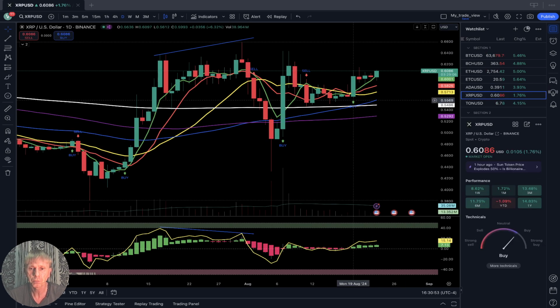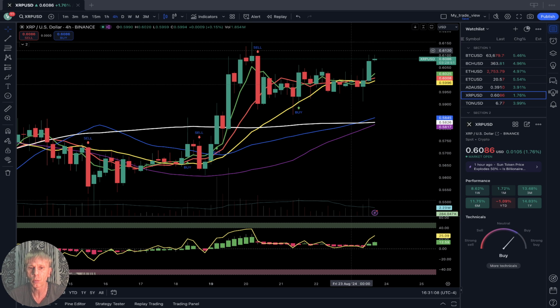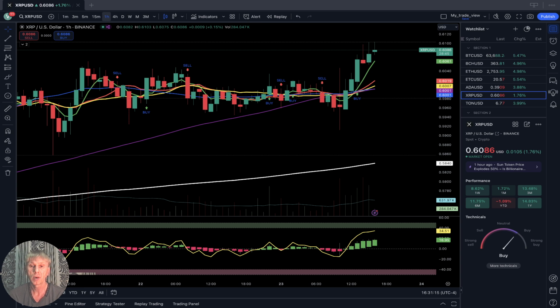XRP. Also bullish crossover, last bar above all moving averages, bullish trend. Bearish divergence worked well. Bullish trend. 4 hours time frame, last bar above all moving averages, also bullish trend. And 1 hour time frame, last bar above all moving averages, bullish trend.